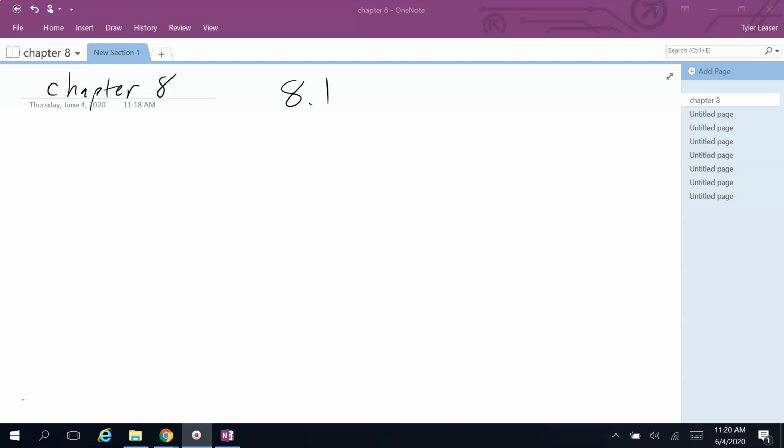And all section 1 is going to be for us is just going through a bunch of examples. There's no definitions or anything like that for this section. So we're just going to start off right away. So example 1.